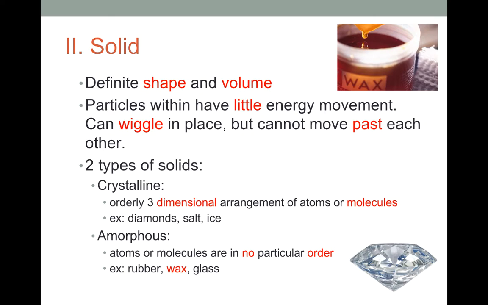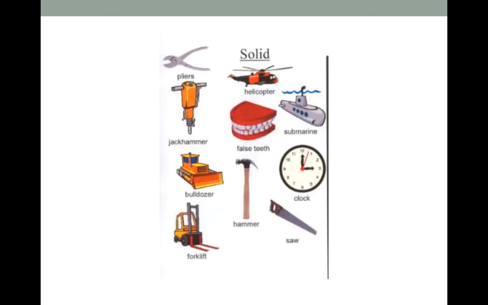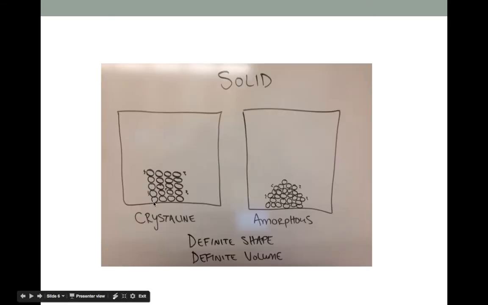In solids, the particles within have little energy movement. They can wiggle in place, vibrate, but they can't move past each other. And there are 2 types of solids. We have crystalline and amorphous solids. Crystalline is an orderly, 3-dimensional arrangement of atoms or molecules, and amorphous is where the atoms or molecules are in no particular order. So crystalline, think crystal, diamonds. So that is an example of a crystalline solid, salt and ice. Amorphous solids are bendable, so like rubber, wax, glass. So if you look at their structure, crystallines are nice and orderly, amorphous have no order.